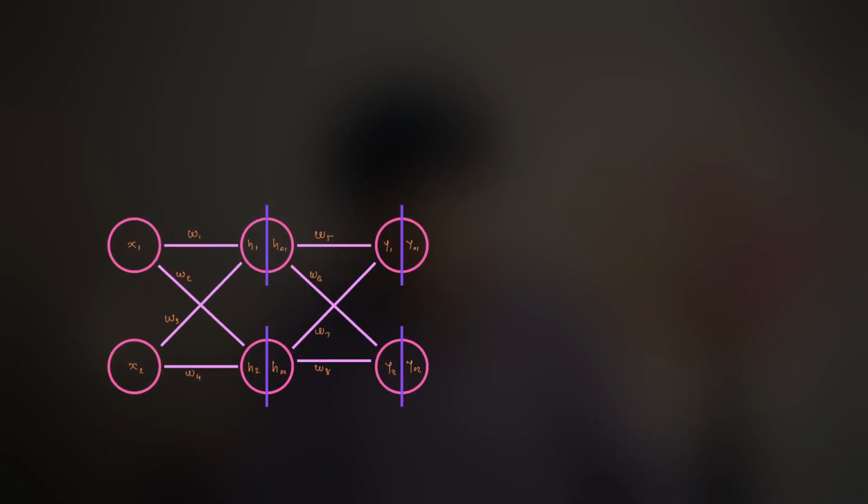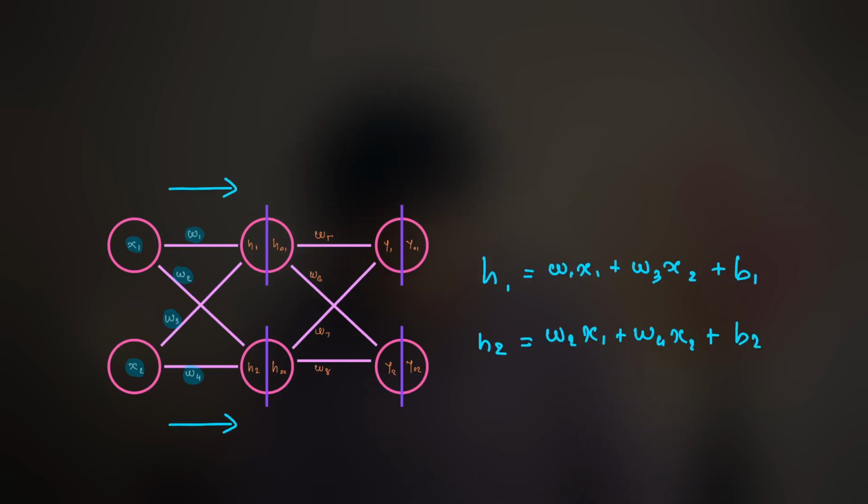Here x1 and x2 are inputs and they come from the dataset. W1, W2, W3 and W4 are weights and those are initialized randomly. The values of h1 and h2 are calculated with the help of these equations, where h1 is equal to w1 x1 plus w3 x2 plus b1 and h2 is equal to w2 x1 plus w4 x2 plus b2.